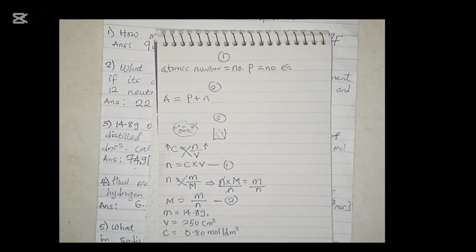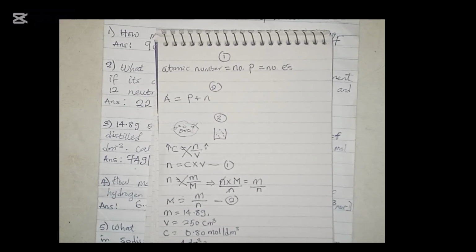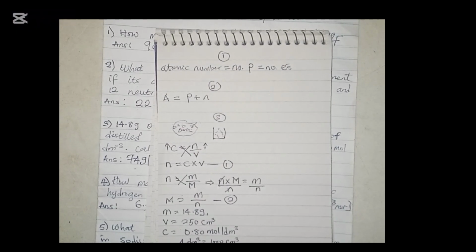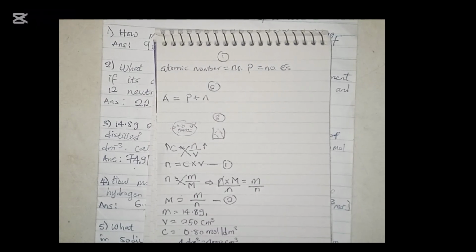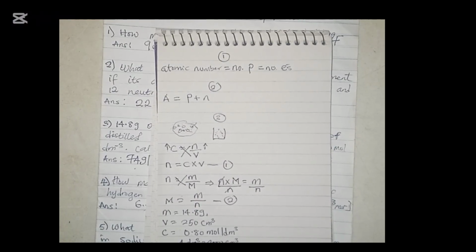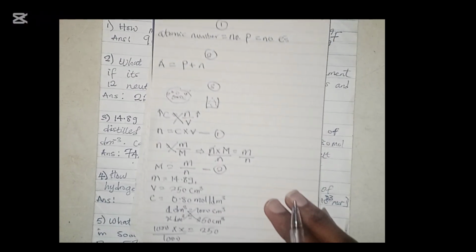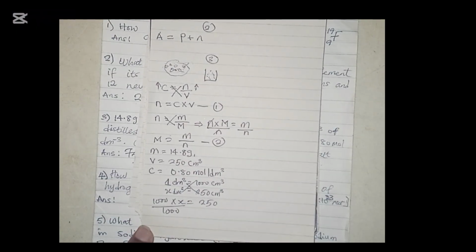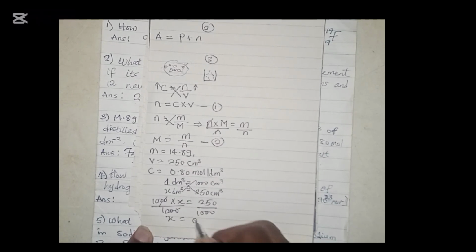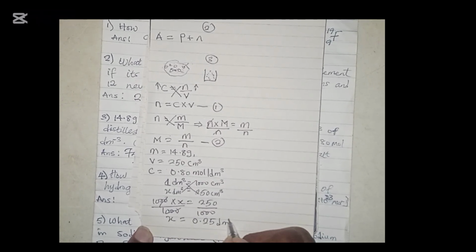Now to convert to dm cube, basically, note that 1 decimeter cube is equal to 1,000 centimeter cube. Now, we want to know how many decimeter cube are in 250 centimeter cube. Based on this, if you cross multiply, you would have 1,000 times x, which is equal to 250 times 1, which is 250. If you divide both sides by 1,000, you would see that x is equal to 0.25 dm cube.